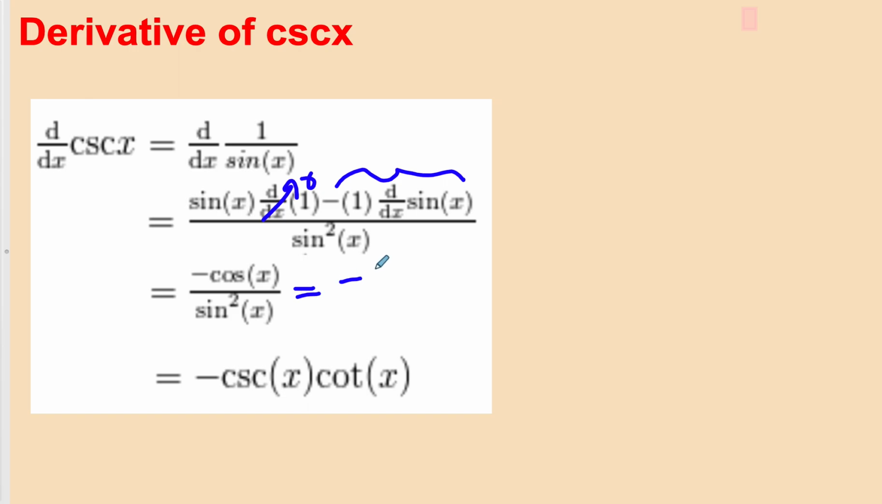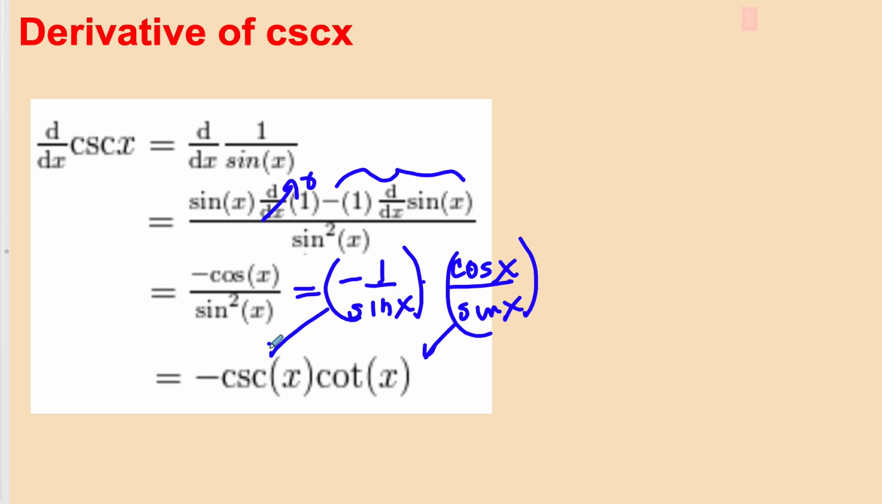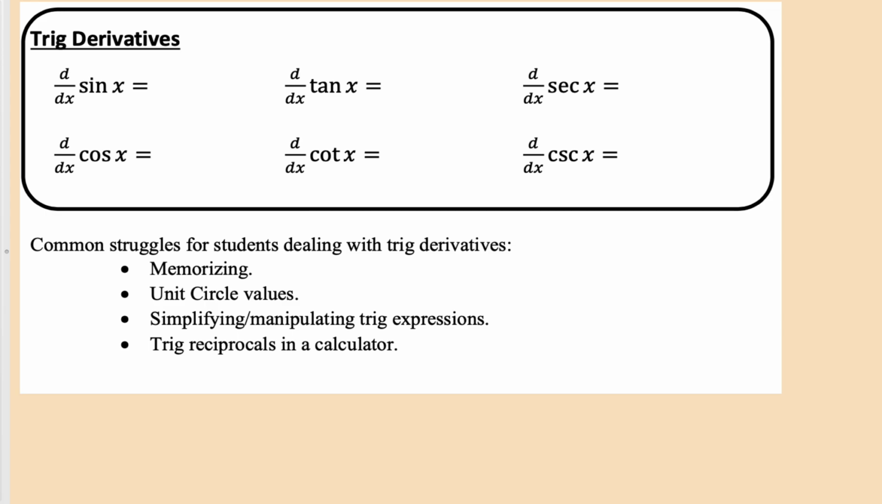Now I'm going to separate this fraction, and I'm going to write it this way. And when I write it this way, we can see where the cotangent comes from, and we can see where the negative cosecant comes from right here. So there are 6 trig derivatives. Remember, I've done tangent, cotangent's done the same way. I did cosecant, secant is done the same way.